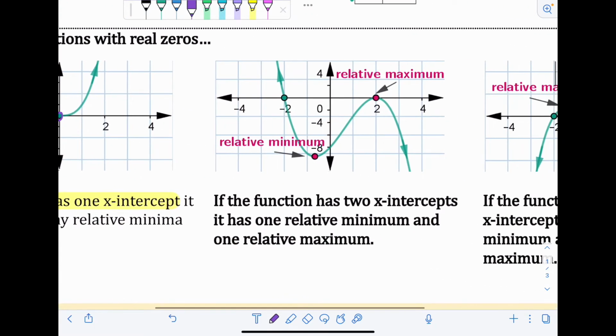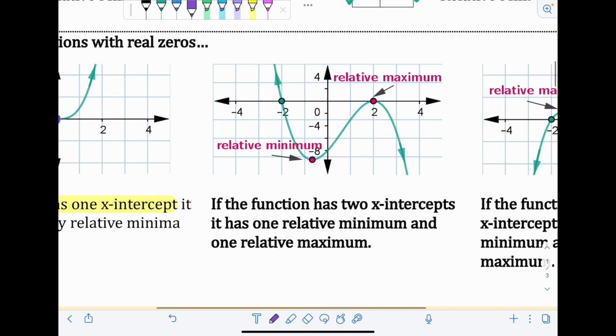And then for the second one, if the function has two x-intercepts, then there's one relative minimum and one relative maximum. So you can see right here, we have two x-intercepts, and then we have a relative minimum right here where it changes direction, and then right here as well.